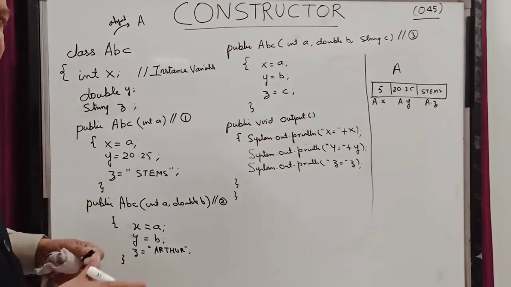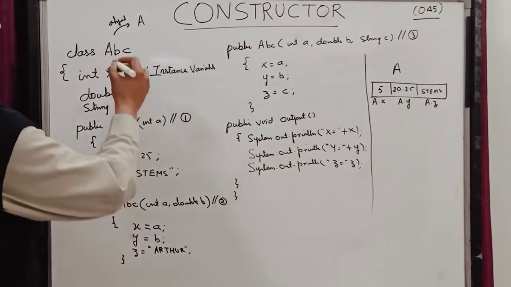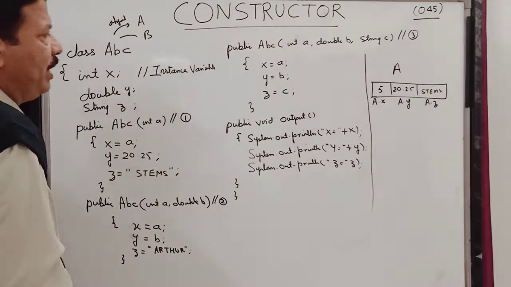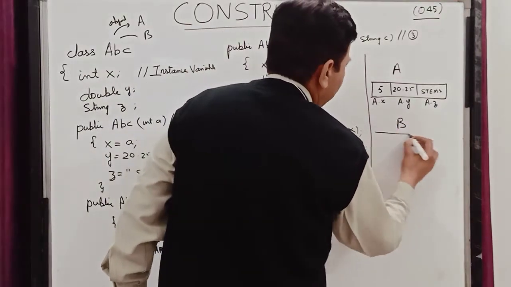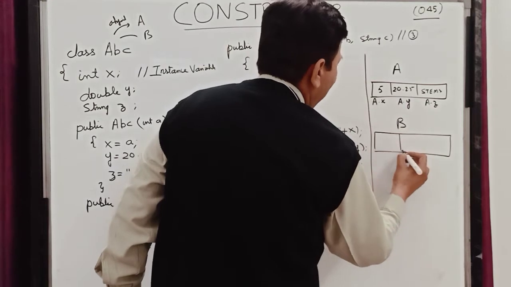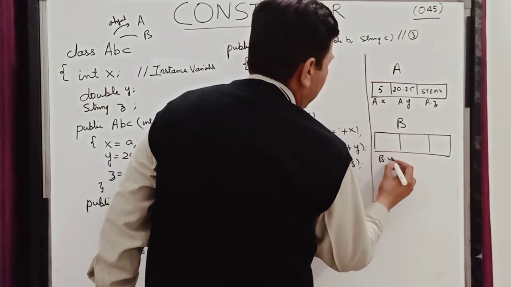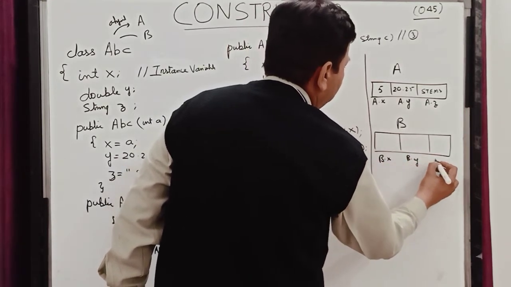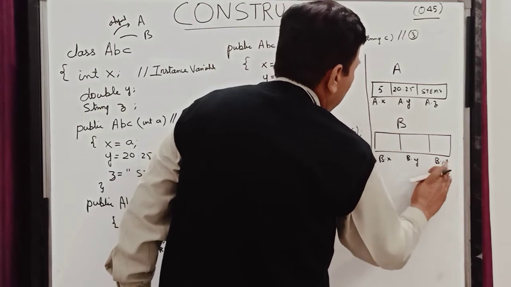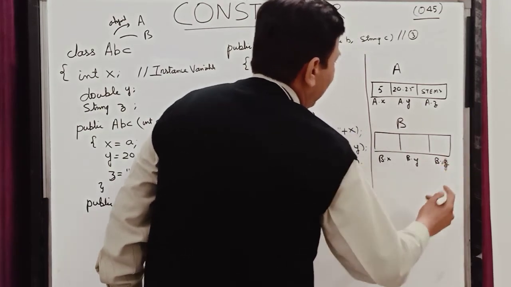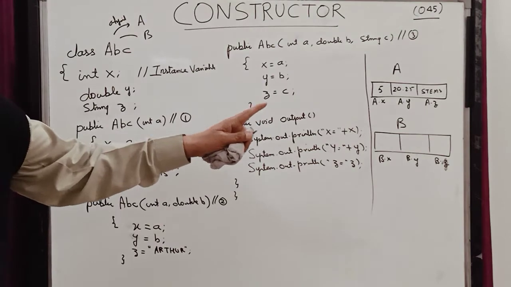Now children, say the next time I create another object of the same class as b. So another object will come, and it is also going to have these three variables, but here its names will be b dot x, b dot y and b dot z. So children, these are the three instance variables of this object.